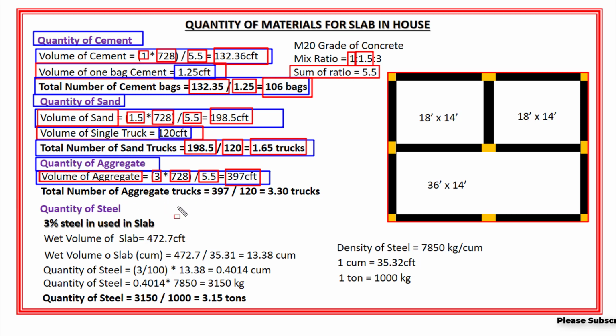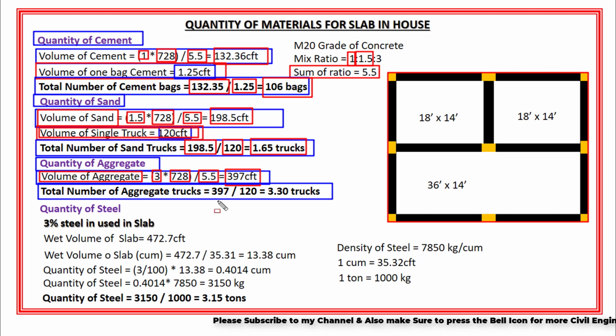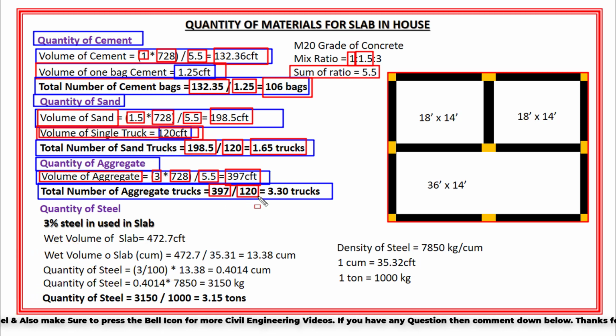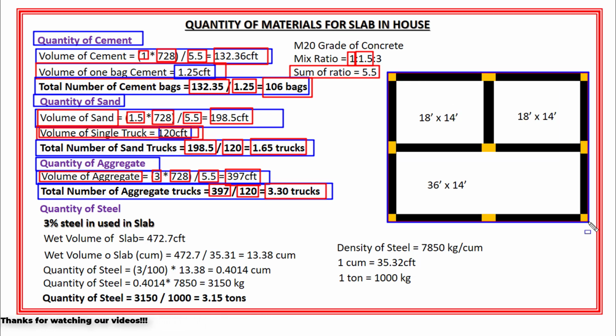Now, as I told you that the volume of single truck is 120 cubic feet. So the total number of aggregate trucks is equal to volume of aggregate, which is 397 cubic feet, divided by 120 cubic feet, which is the volume of single truck. And the total number of aggregate trucks will become 3.30 trucks. So now I can say that in the construction of this 37.5 feet by 30.25 feet slab, I will need 3.30 aggregate trucks. Next is the quantity of steel.